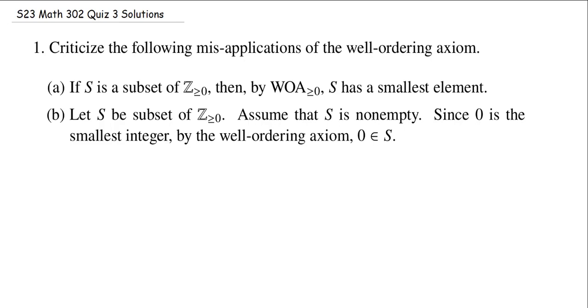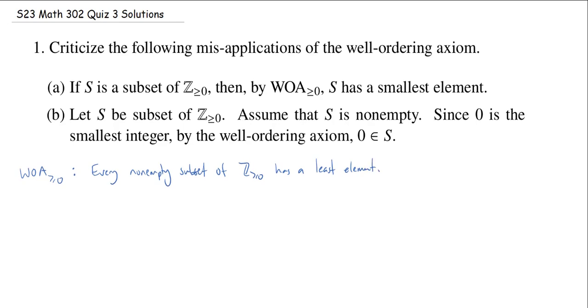Now, before we get into those, maybe it's a good idea to write down the well-ordering axiom. The code symbol I use here is WOA for well-ordering axiom, and we're looking at the greater than or equal to 0 version. And this says that every non-empty subset of the non-negative integers has a least element.